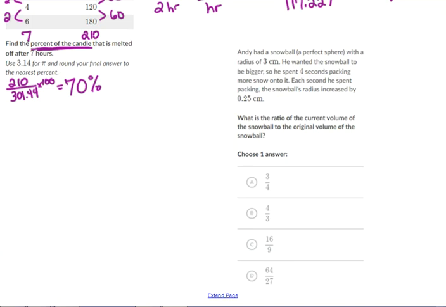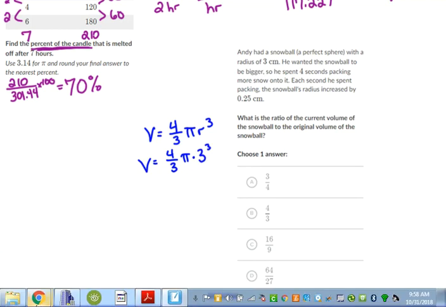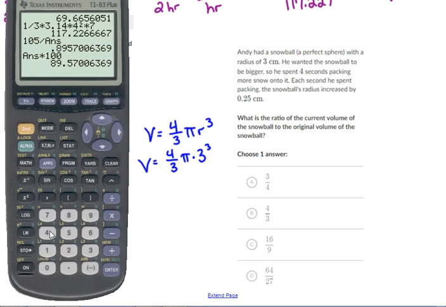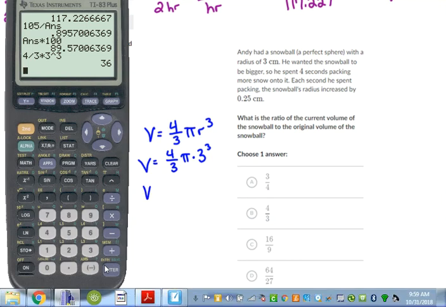So let's find the original volume. Volume of a sphere is 4/3 pi r cubed. The original radius was 3. So 4/3, I'm going to leave the pi out right now. 4/3 pi r cubed, just leave out the pi. So the original volume is 36 pi.